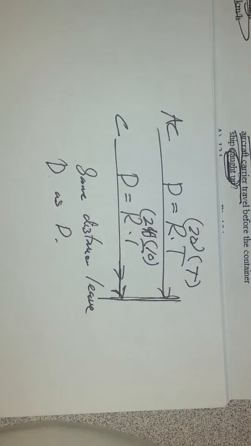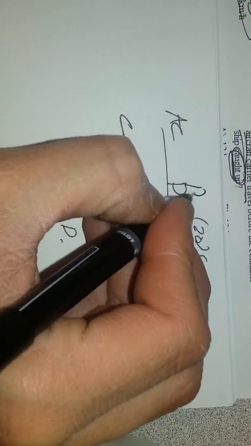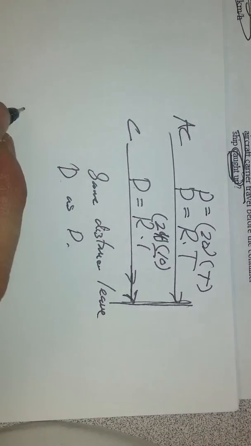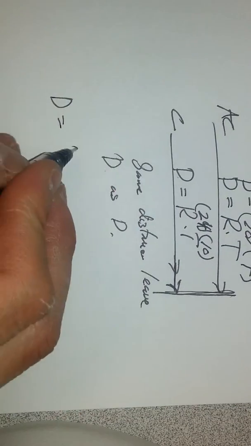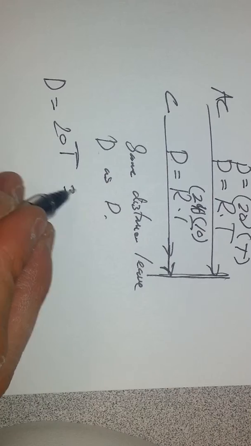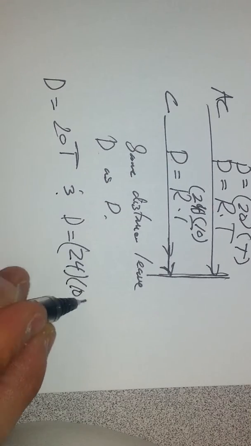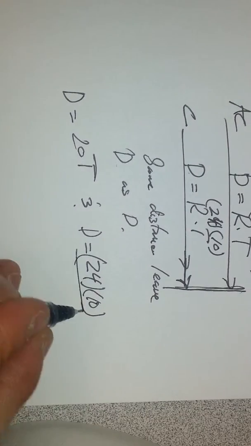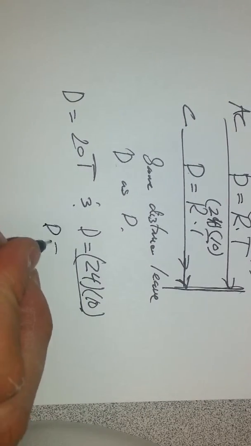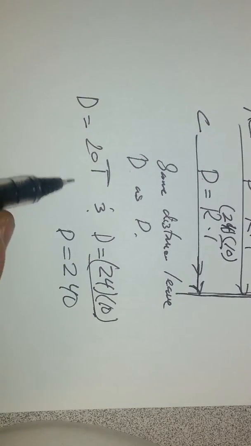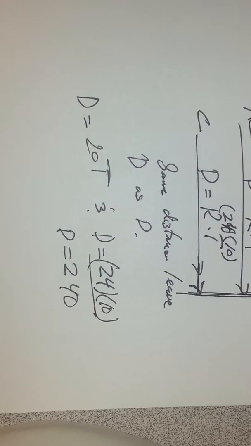And if you notice here, I have a couple of things, right? So I'm going to rewrite my equations now. So this is, remember, D. We're going to leave it D because their distances are the same. So I have D equals 20T. And so far I have D equals 24 times 10. And hopefully you notice that we can actually solve for D. So you get 240.